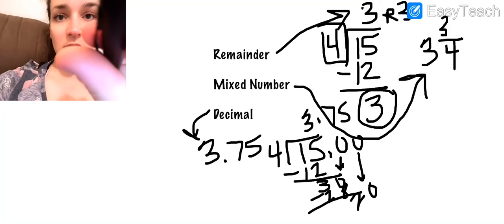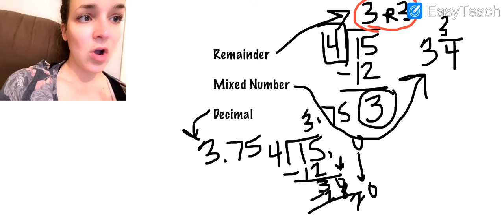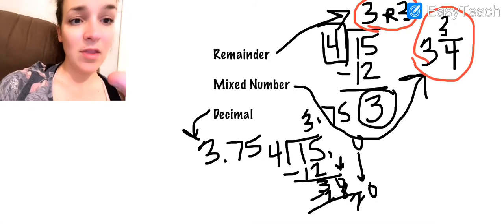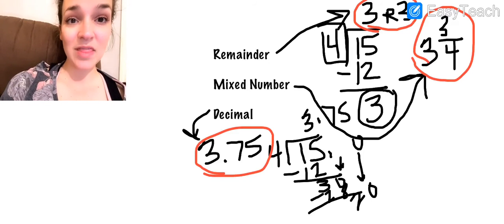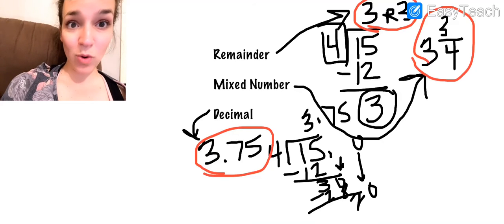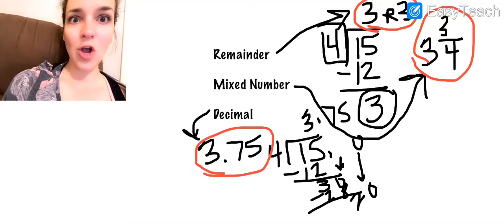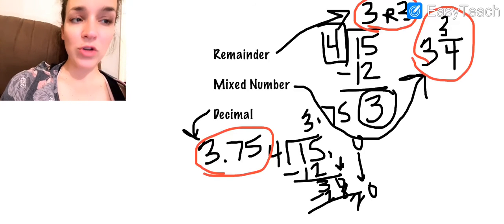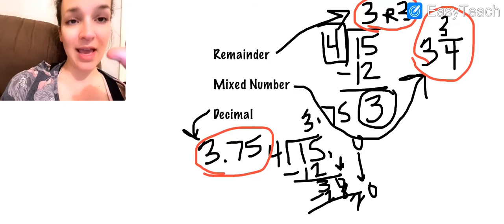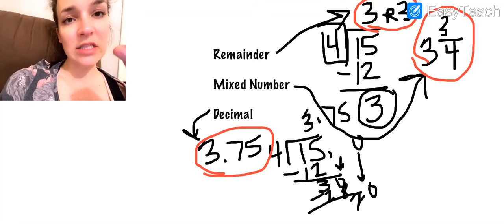So all three of these, here's what I want you to see. All three of these answers are the same. They are just different representations of the same thing. One is a remainder format, one is a mixed number format, and one is a decimal format. So how do we know when to use which one? That's a great question. That's what we're here to do today. And we're also here to talk about when you need to round it to a whole number, and which way to round it, up or down, based on the situation. So let's look at some examples.